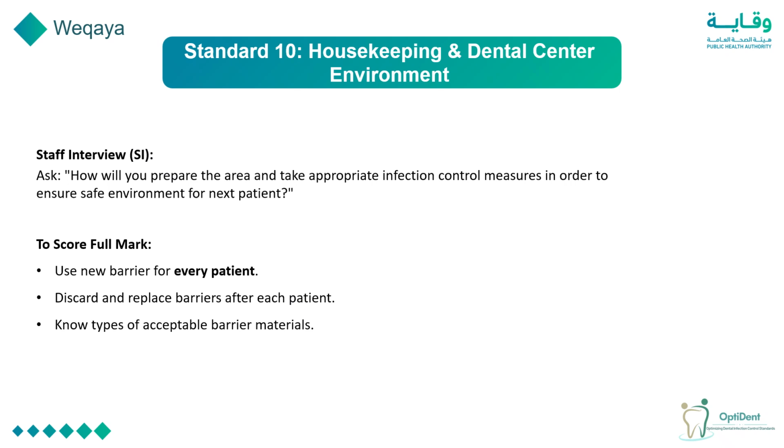Mainly for the topic of housekeeping, you have to answer that you have used a new barrier for every patient, discard and replace barriers after each patient. You have to explain and give examples of the acceptable barrier materials. You have to mention that the barrier materials used can be plastic wraps, or bag sheets or tubing. You have to explain the accepted examples of barriers.